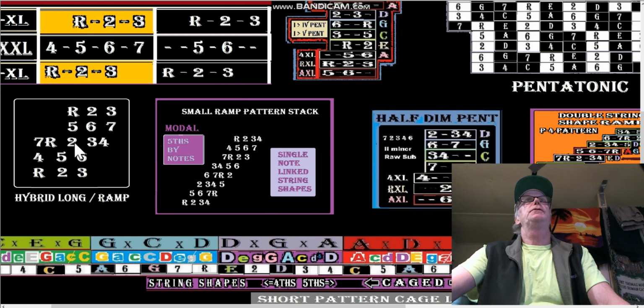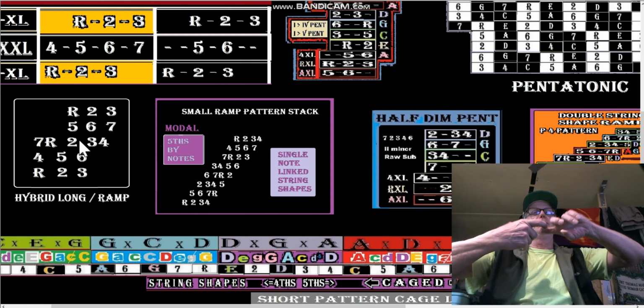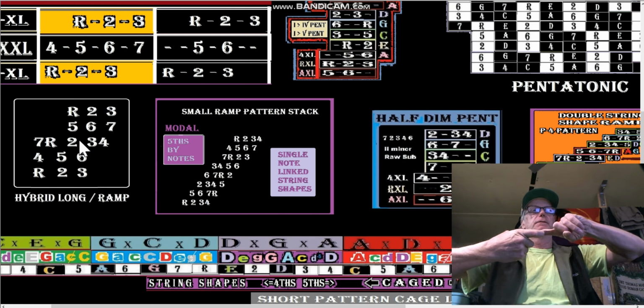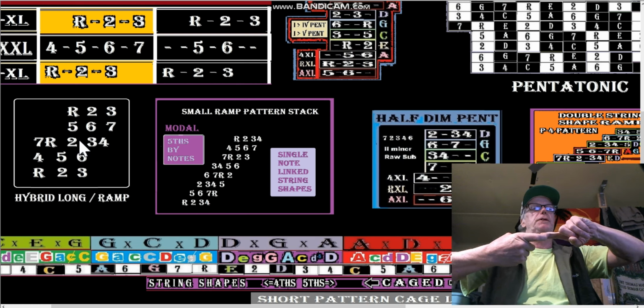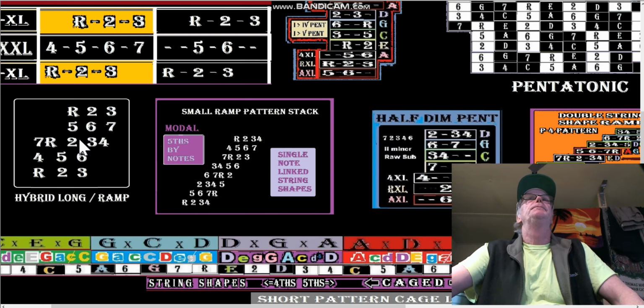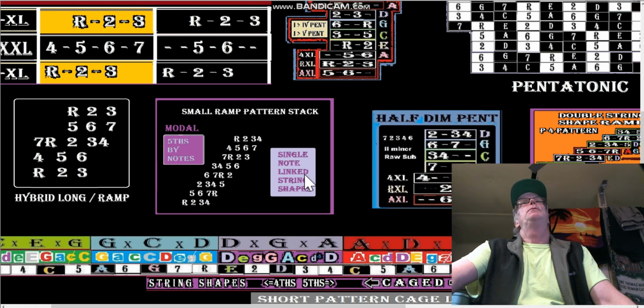Okay, 7 root 2 is short pattern linked, 7 root 2, E to D, string shapes, regular cage system, bottom strings of those cages. 7 root 2 is bottom string of the E cage. 2, 3, 4 is the bottom string of the D cage. Okay. Then we go to the long. So it's a long, short. It's a hybrid ramp. This ramp is more interesting here.